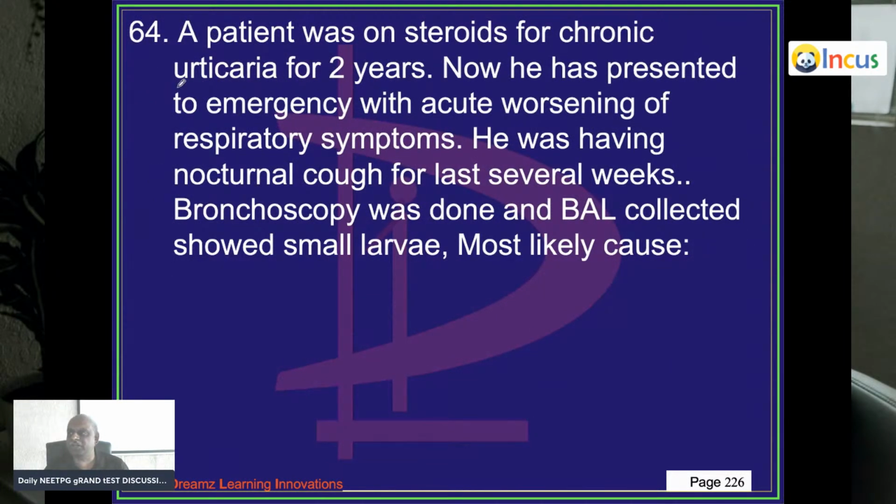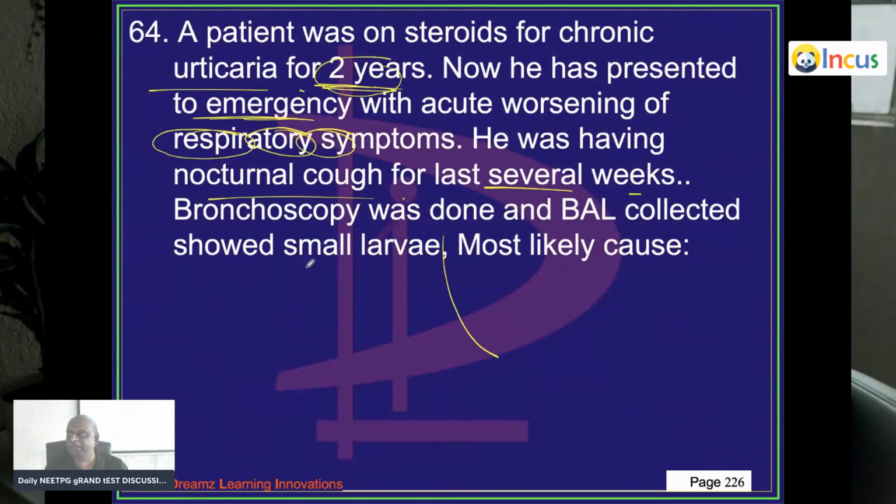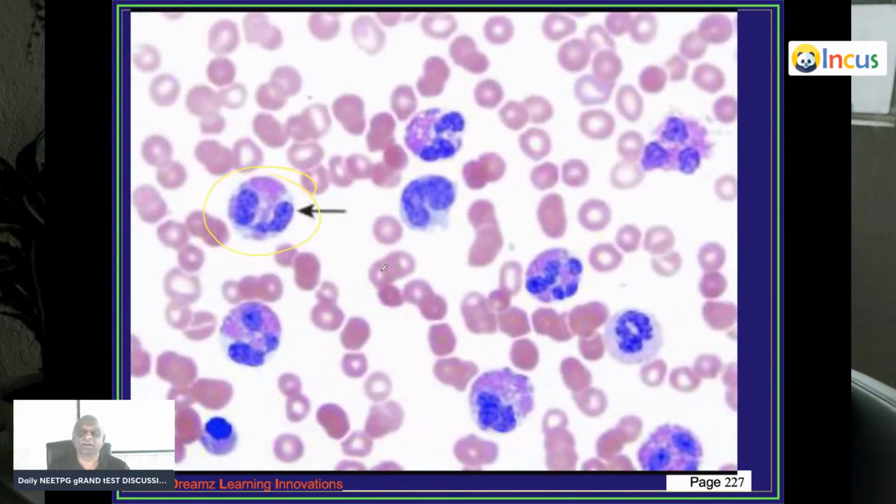Now, patient on steroids for chronic urticaria for 2 years. He came to emergency with acute respiratory symptoms, nocturnal cough for last several weeks, bronchoscopy, BAL was done. And what is this that you see on the peripheral smear? Peripheral smear. And there also BAL is showing small larvae.